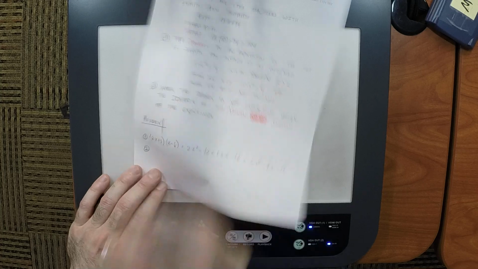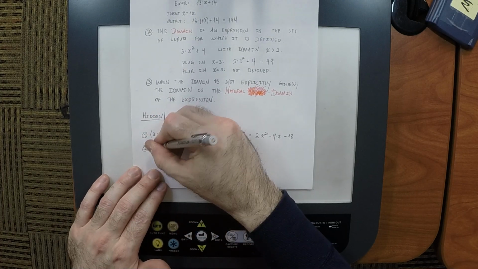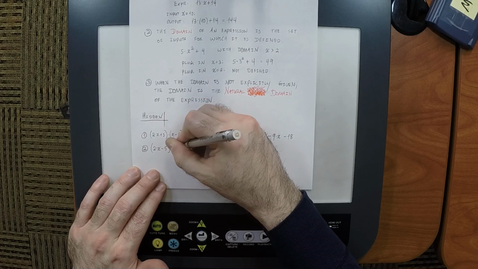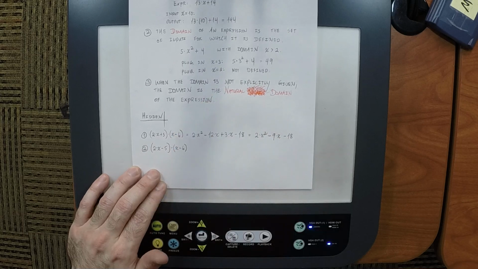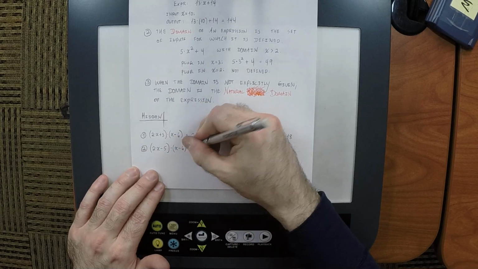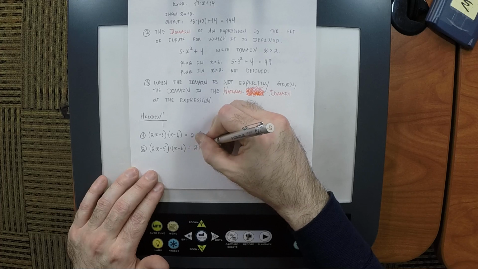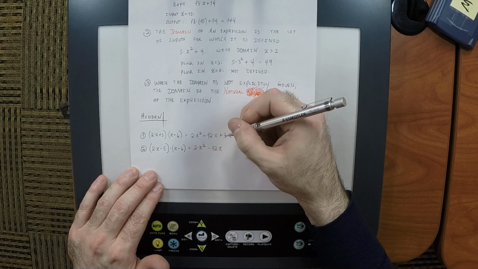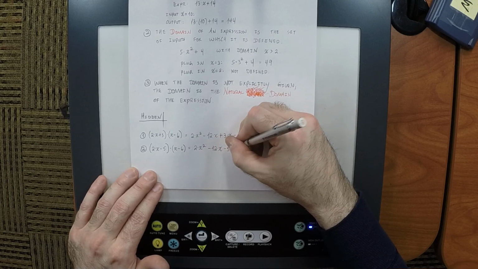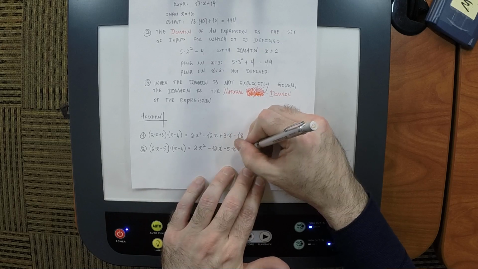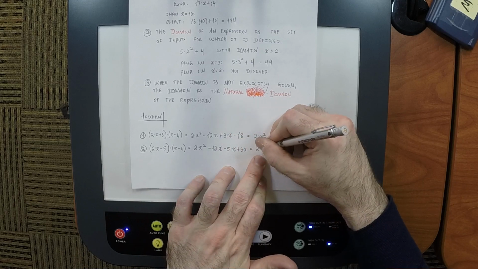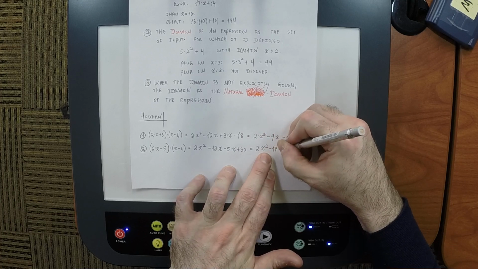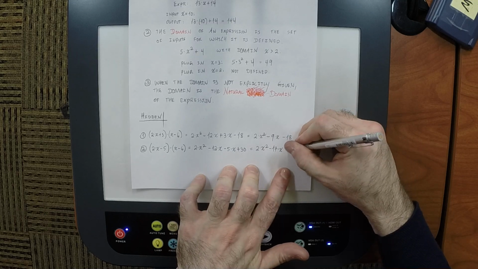And then I'll do something similar. I'll say 2x minus 5 times x minus 6, and multiply this out and collect like terms. That would be 2x squared minus 12x minus 5x plus 30, which is 2x squared minus 17x plus 30.